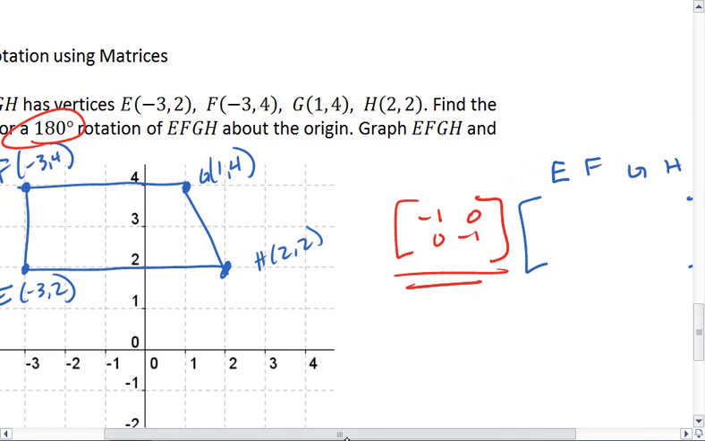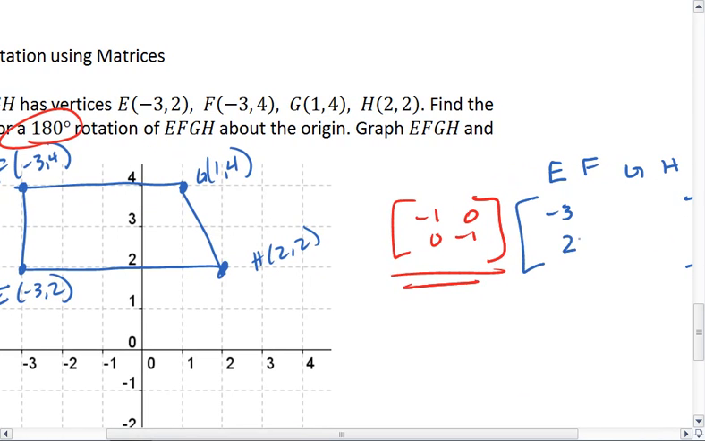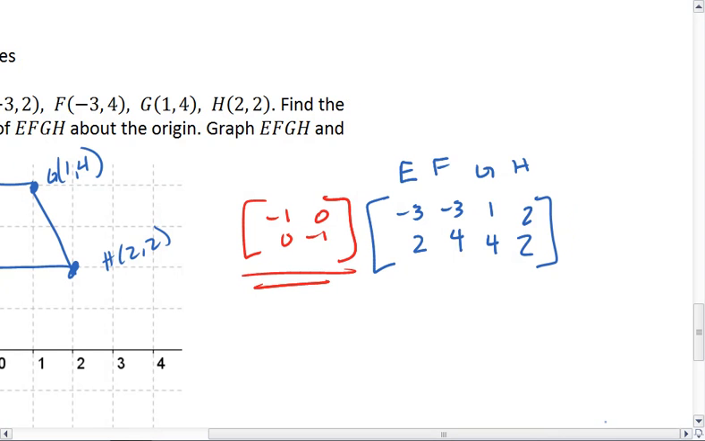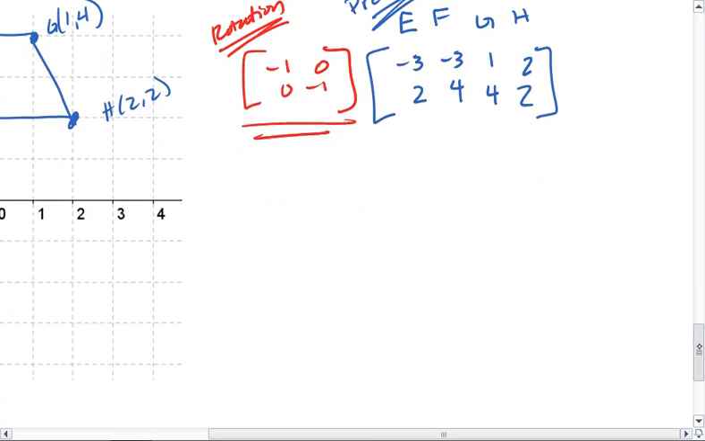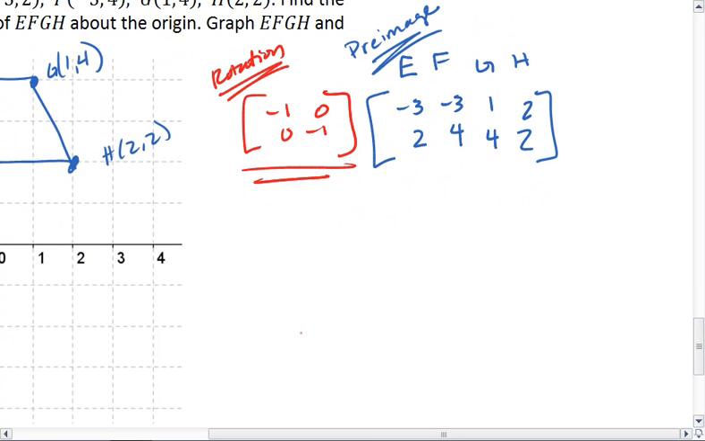And for that, we look at the ordered pairs. E is negative 3, 2. F is negative 3, 4. G is 1, 4. And H is 2, 2. So we're multiplying our rotation matrix. And this is what I meant by the rotation matrix always goes first in the multiplication. So we multiply the rotation matrix by the pre-image matrix, and this is going to give us our image. Again, I'm going to set this up how I prefer to, where the first matrix goes down to the left, and the second matrix goes up above.